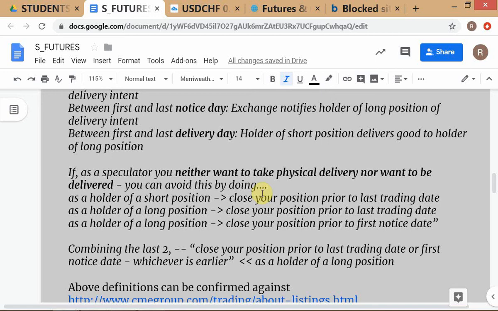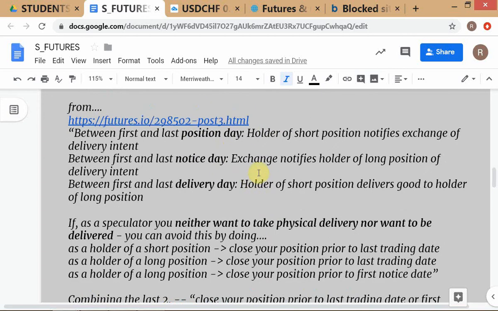Okay, relax. Okay, so is this clear that the first notice day is also dangerous, because after the first notice day, you could be assigned. You don't know, because it's not in your hand. The exchange is going to randomly select any long position holder and assign the contract, because those who are short after the first position date are already telling the exchange that they want to settle this through physical delivery, right?